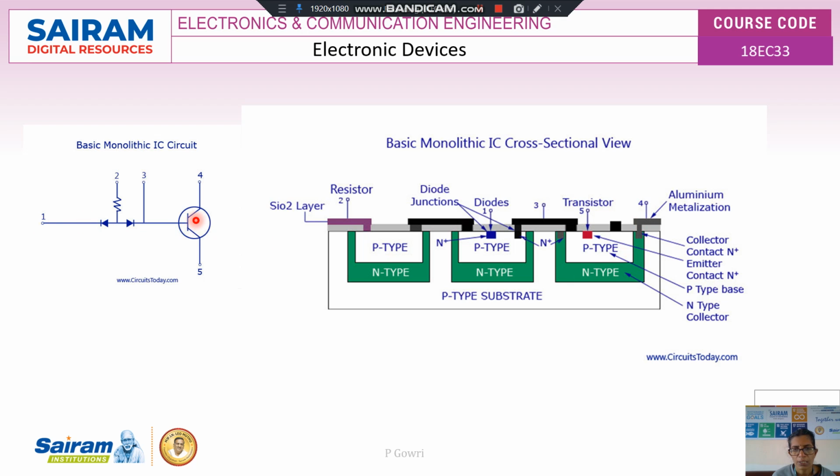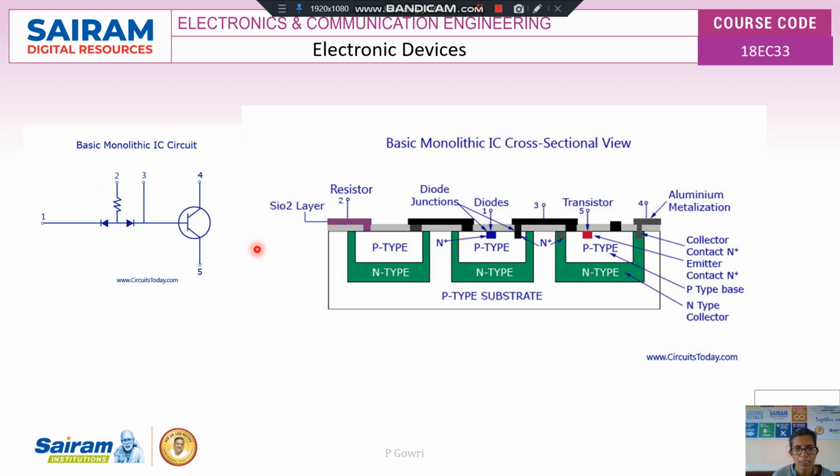Now this base is connected to the cathode of the diode, and both the diodes' anodes are connected. The P region and P region are connected together, which indicates that the anode is connected. And here I take a lead for the resistance. The resistance is the point which is taken out from here. That gives me terminal 2, and terminal 3 is taken here.